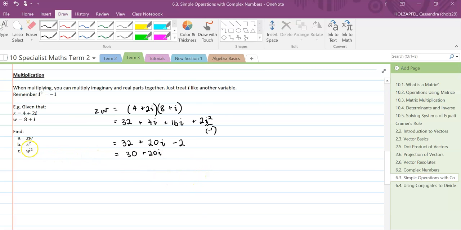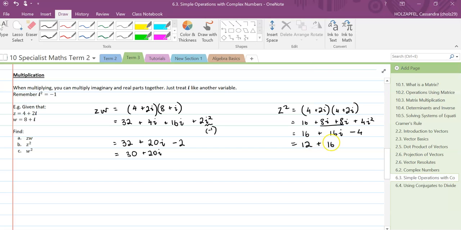Let's go ahead now and find z squared. So z squared is going to be equal to 4 plus 2i times 4 plus 2i. So again, let's do the same thing using that distributive law. We're going to get 16 plus 8i plus 8i plus 4i squared. So that's going to be equal to 16 plus 16i minus 4. So we're going to get our complex number of 12 plus 16i.